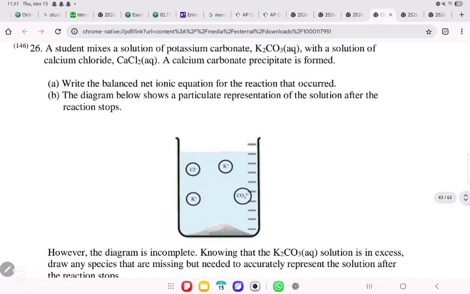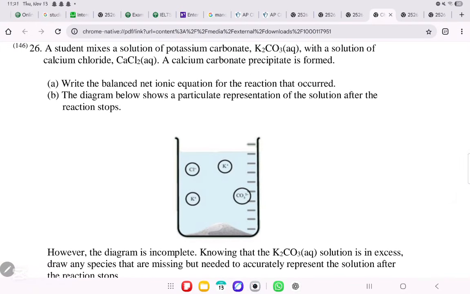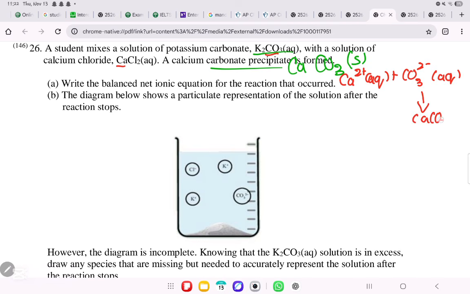Question number 26. A student mixes a solution of potassium carbonate K2CO3 aqueous with a solution of calcium chloride CaCl2. A calcium carbonate precipitate is formed. Write the balanced equation. When they say precipitate, CaCO3, right? That means this is a solid. Now, what reacts to form CaCO3? For sure, it's the Ca2+ aqueous and the CO3 2- aqueous. So Ca2+ aqueous plus CO3 2- aqueous is going to give me CaCO3 solid.